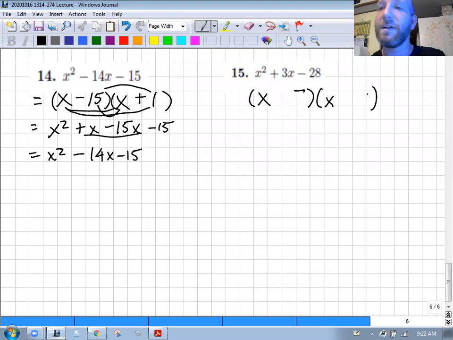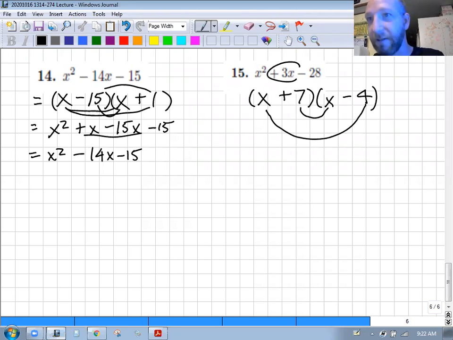If we have a 7 and a 4, 7 times 4 will give us the 28, but one of these has to be negative and one has to be positive. Since we want to have a positive 3, we want the 7 to be positive and the 4 to be negative. See, this gives us a negative 4x, but a positive 7x will add to give us a 3x.